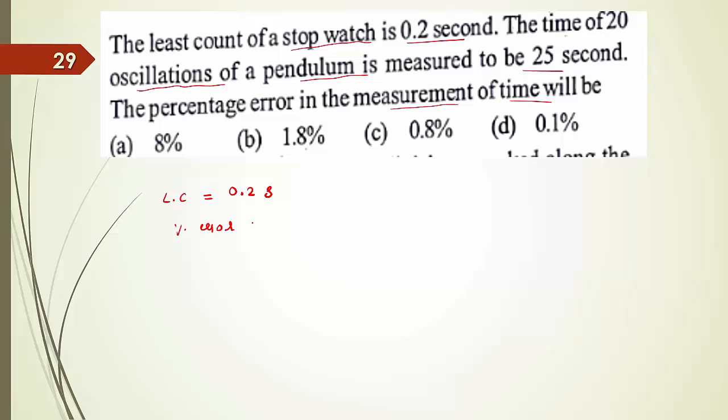So we can write percentage error in time interval, that is delta T over T into 100. Delta T value is the least count of the stopwatch, 0.2, divided by the time for 20 oscillations, that is 25 seconds, into 100. So the final answer is 0.8 percent. Option C is the right answer.